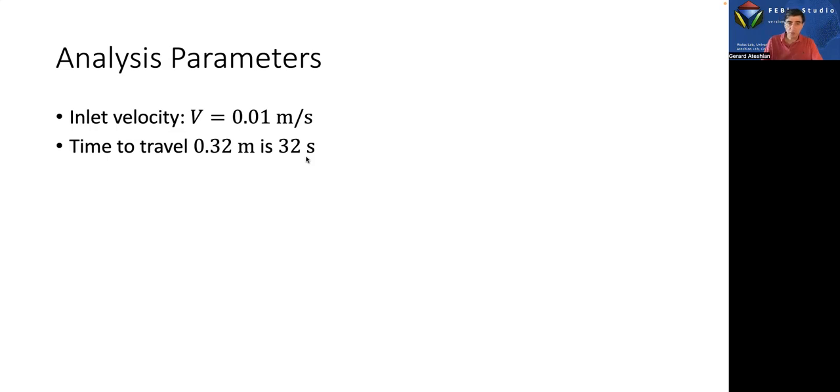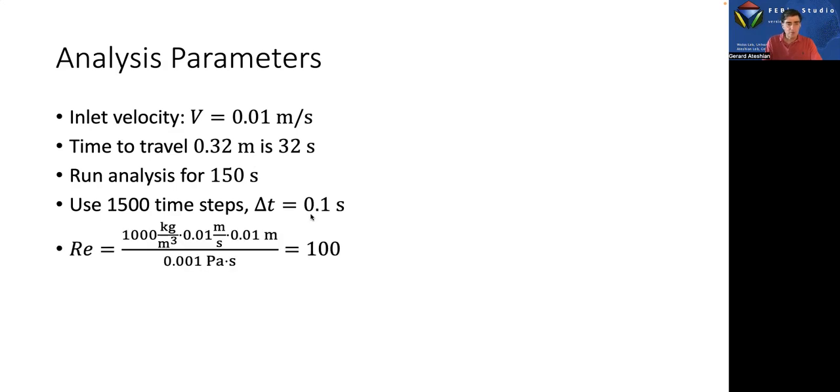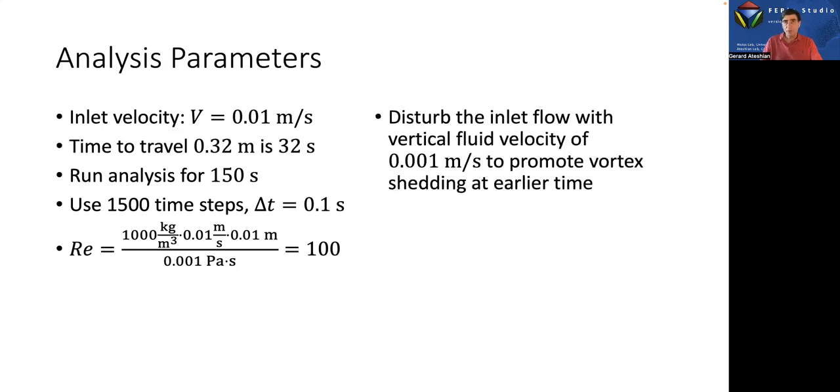So I'm going to run the analysis to a total of 150 seconds to see whether I can actually visualize this vortex shedding. So I'm going to run it with 1,500 time steps of 0.1 seconds. This is just based on trial and error and some experience with these types of problems. And the Reynolds number, as we said, is going to be the mass density of water times the velocity at the inlet times the diameter of the cylinder divided by the viscosity of the fluid, and that gives us a value of 100.